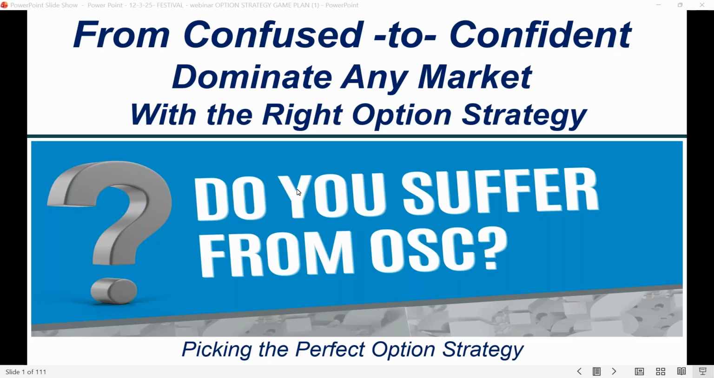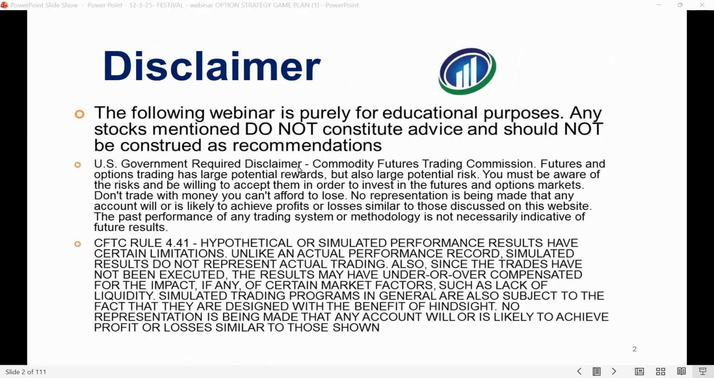What we're going to get into is what I call confused into confident. We're going to look at what option strategies to use to play and dominate any kind of market. It gets confusing, and it's what I call the option OSC, option strategy confusion. So we're going to go through that today. Hopefully this will make things a little more clear for everybody as far as the different option strategies that you can use.